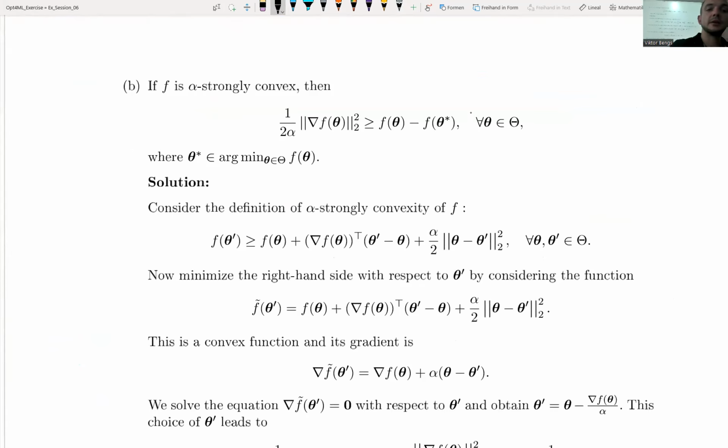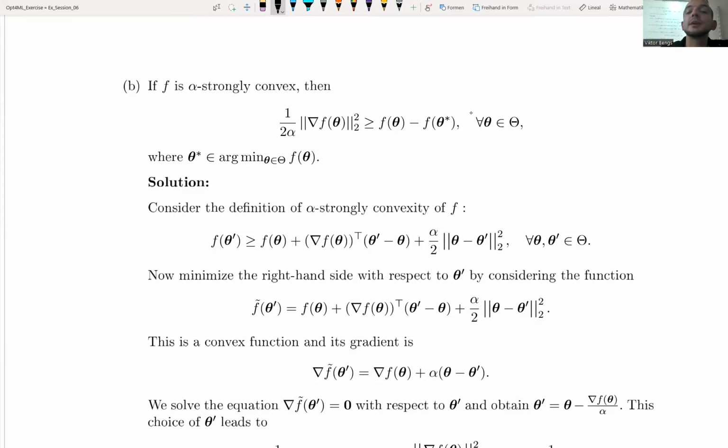Then let's have another implication of alpha strong convexity. Namely, this is the so-called PL inequality sometimes, which is implied by alpha strong convexity. Namely, that the squared Euclidean norm of the gradient at some point theta multiplied with 1 over 2 alpha is always an upper bound for the difference between f of theta and f of theta prime, where theta prime is the minimizer of our function of interest, or one of the minimizers.